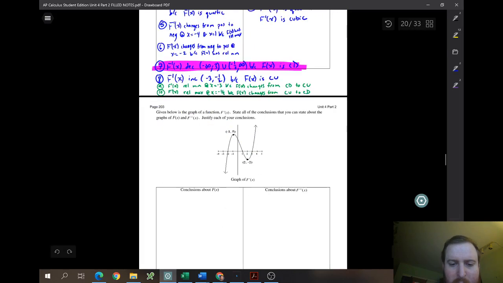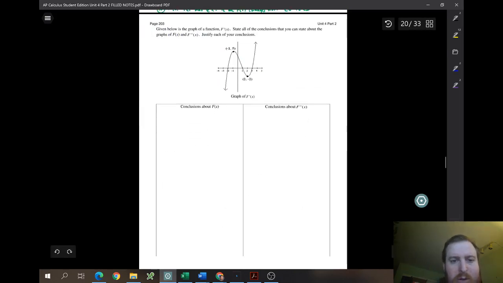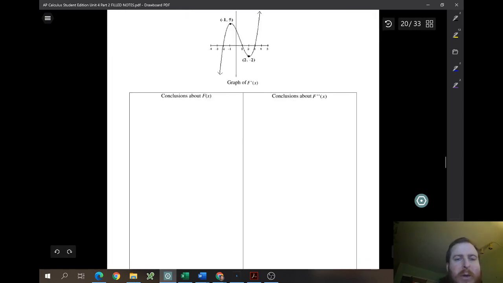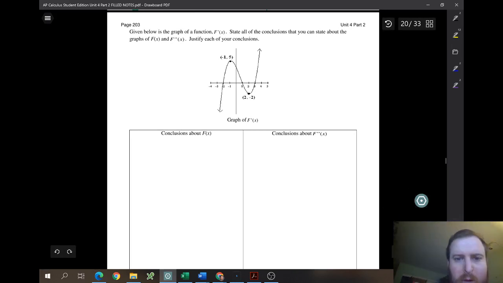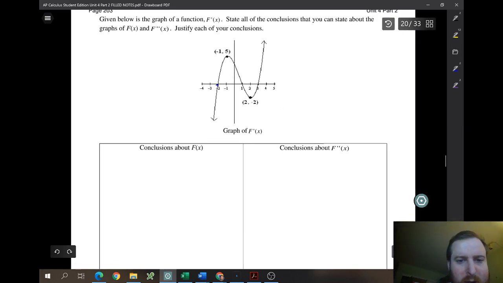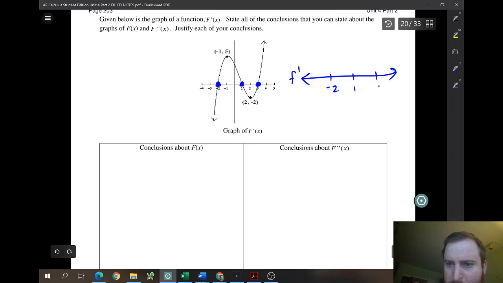Now we're going to look at the graph of F prime of x. We want to realize that we're starting off with the derivative already. One thing I really like to do is ask, what are my critical points here? They're not the horizontal tangents, they're the zeros. Those are our critical points. I like to draw out a number line for F prime and put in negative 2, 1, and 3. My negative and positive is just whether it's above or below the axis.